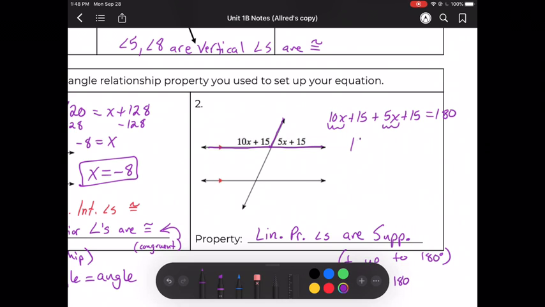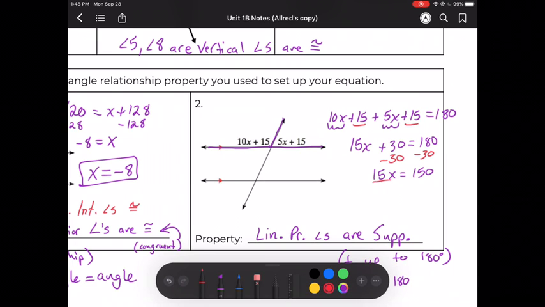10x plus 5x is 15x. Okay, and 15 plus 15 is plus 30. Okay? And so then we can go ahead and subtract our 30 from both sides. Now I want to cancel when I move it across the equal sign, giving me 15x equals 150. And now I can divide by the 15 here. So x equals 10. And that's all I had to do was find the value of x.